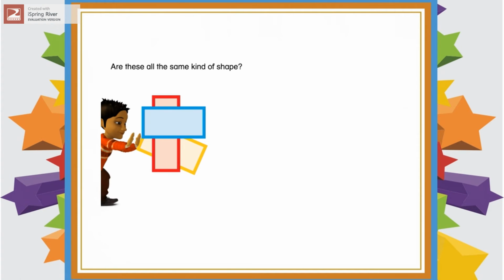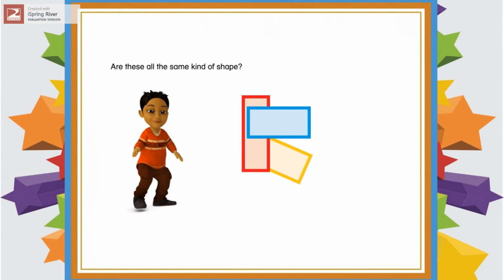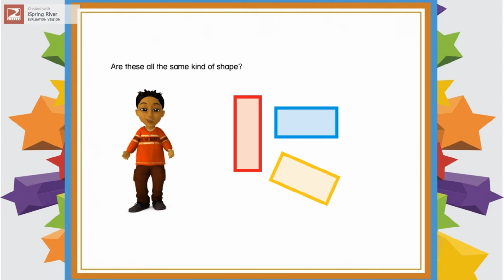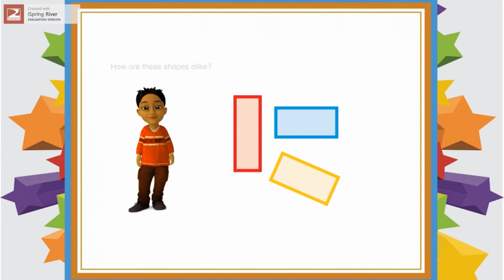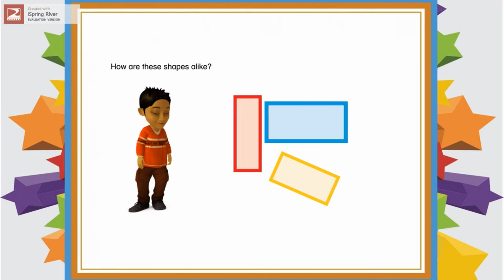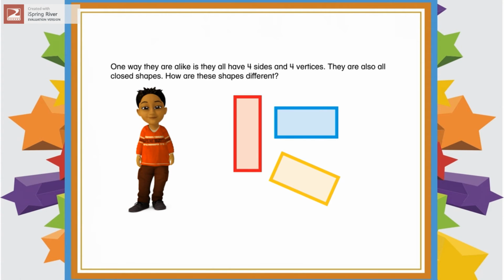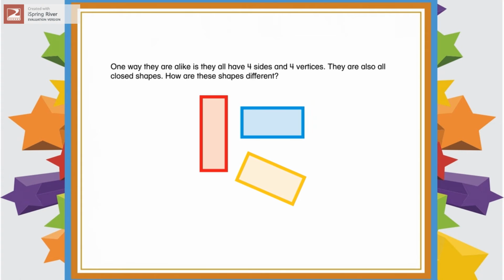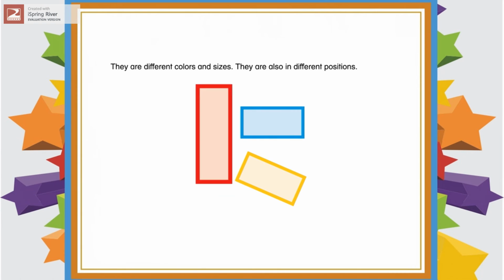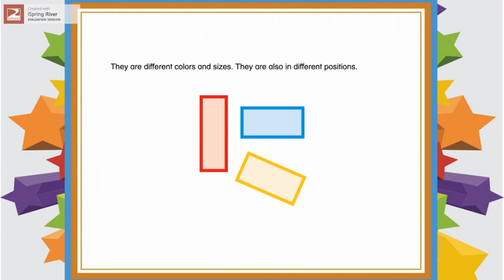Are these all the same kind of shape? Let's find out. How are these shapes alike? One way they are alike is they all have 4 sides and 4 vertices. They are also all closed shapes. How are these shapes different? They are different colors and sizes. They are also in different positions.